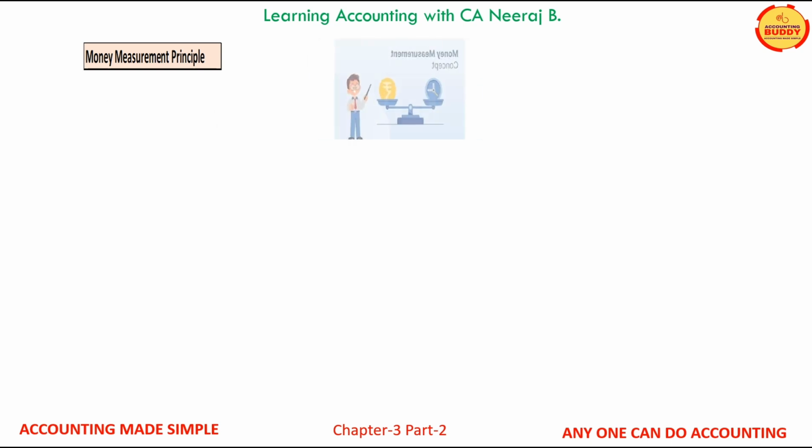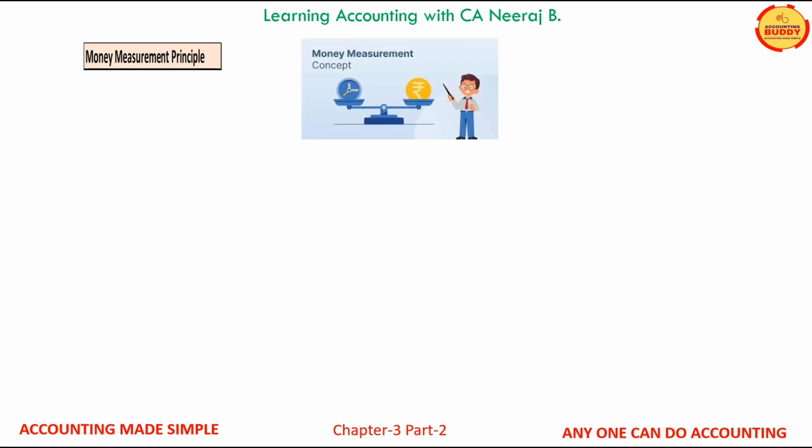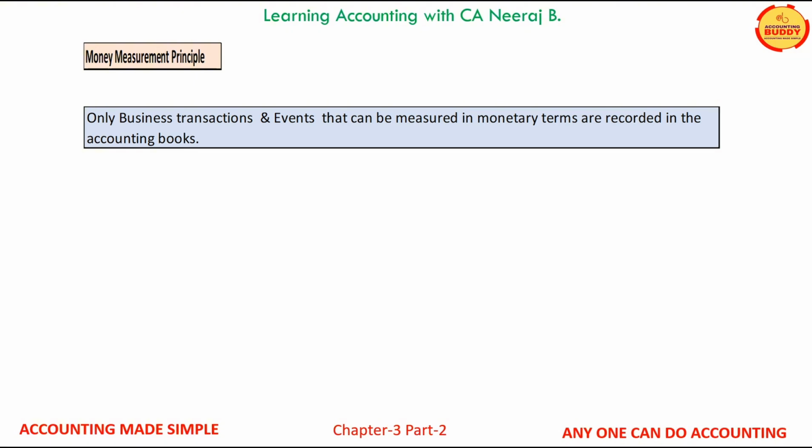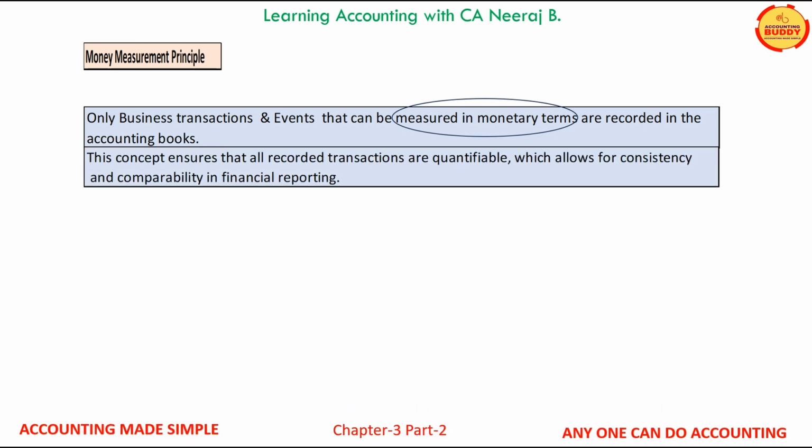The next accounting principle which we are going to learn is the principle of money measurement. According to this principle, only those business transactions and events that can be measured in monetary terms are recorded in the accounting books. Since all transactions are quantifiable in monetary terms, it ensures consistency and comparability of financial reports.